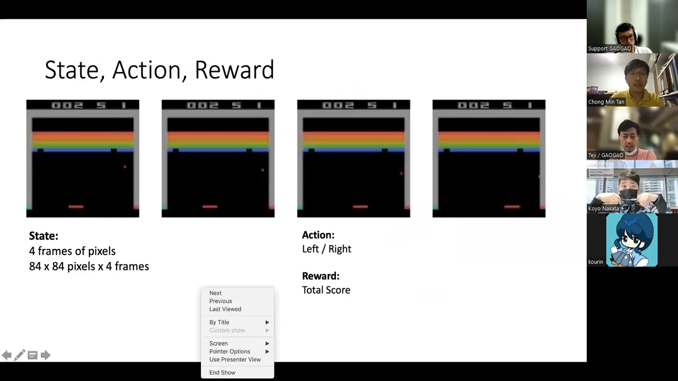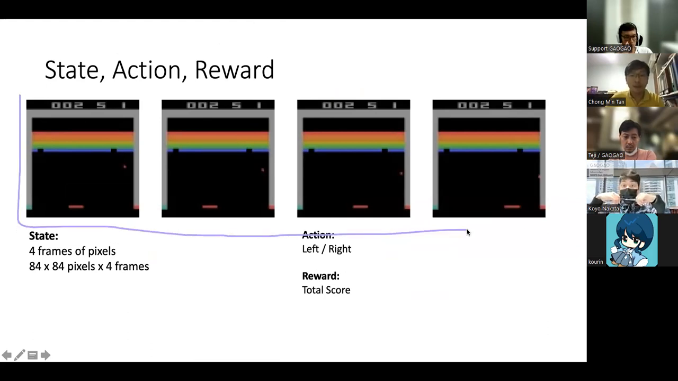So the answer to that is actually this. You can see that the state for the DQ network is actually not just one frame, but 4 frames of the game itself. In these 4 frames, you can see that the ball is here, then the ball moves here, then the ball moves down a bit, then moves down a bit again. So assume that you are the AI with just these 4 frames alone.